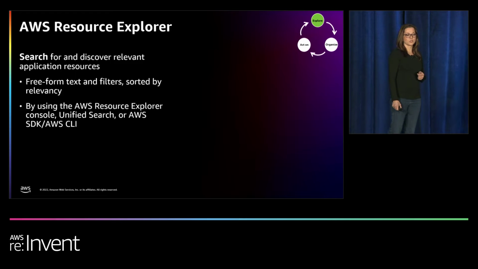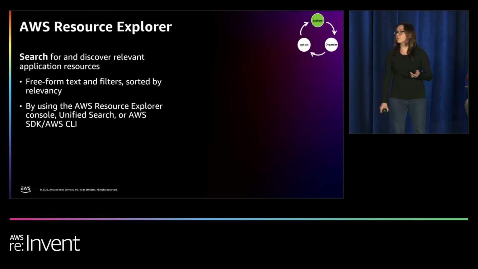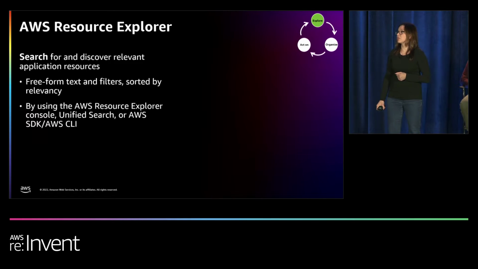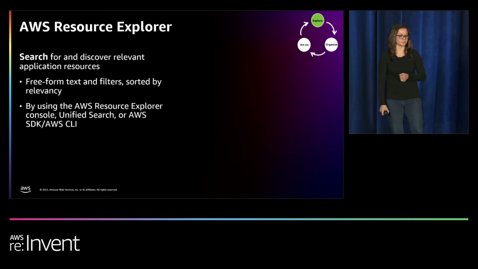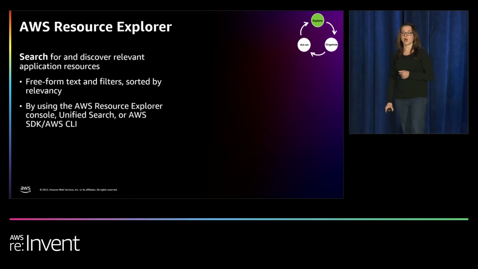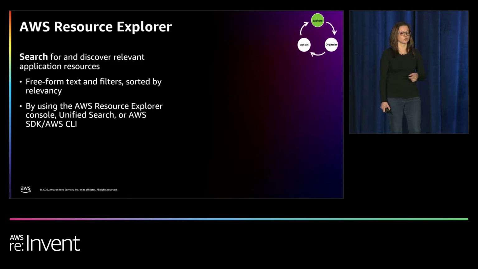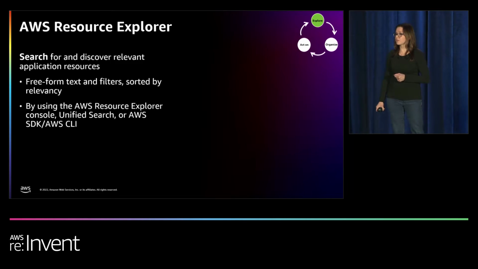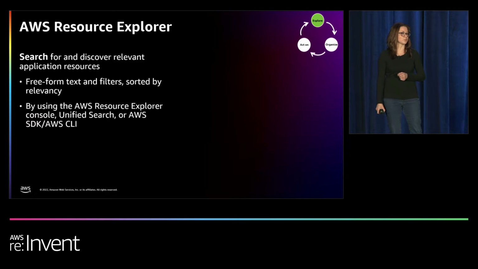You can search using free-form text, so there's not a new language you need to learn. You can also use attributes such as tags for your searches. So you can start your search leveraging AWS Resource Explorer console. Also, you can search using the unified search available across AWS Management Console. You can also leverage AWS SDK and AWS CLI, command line interface, to find your resources within your automation tools.